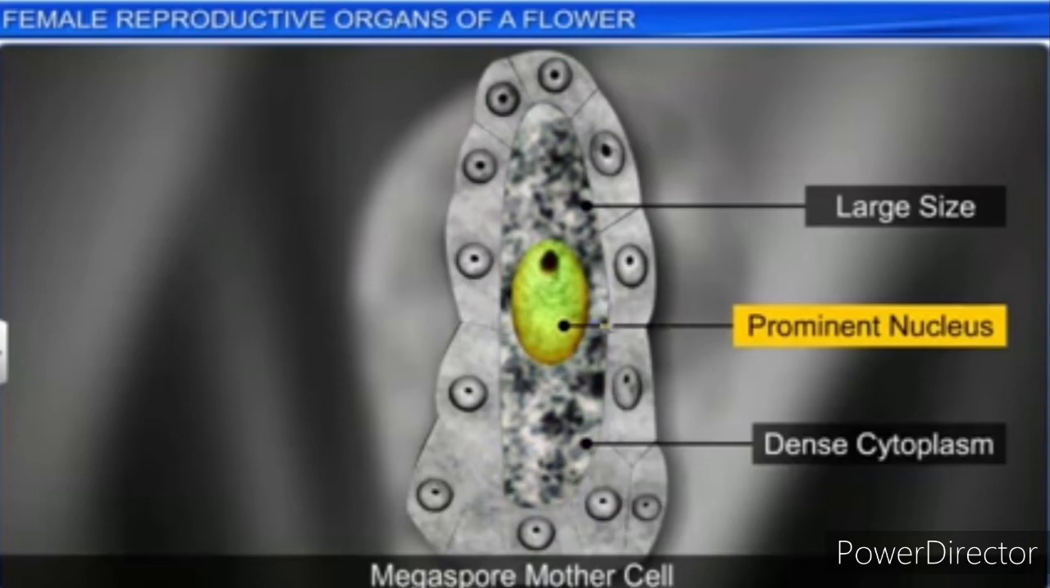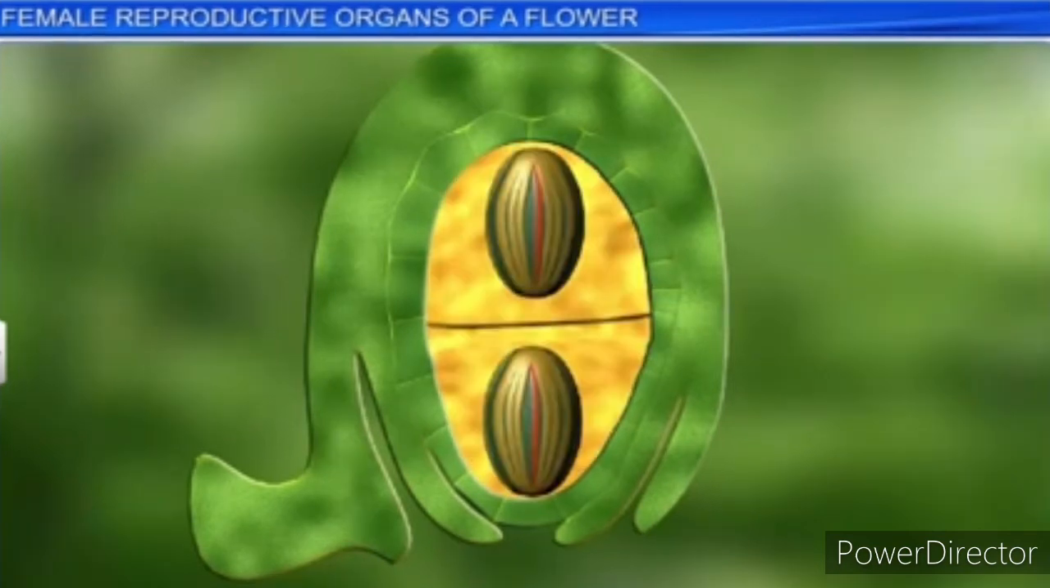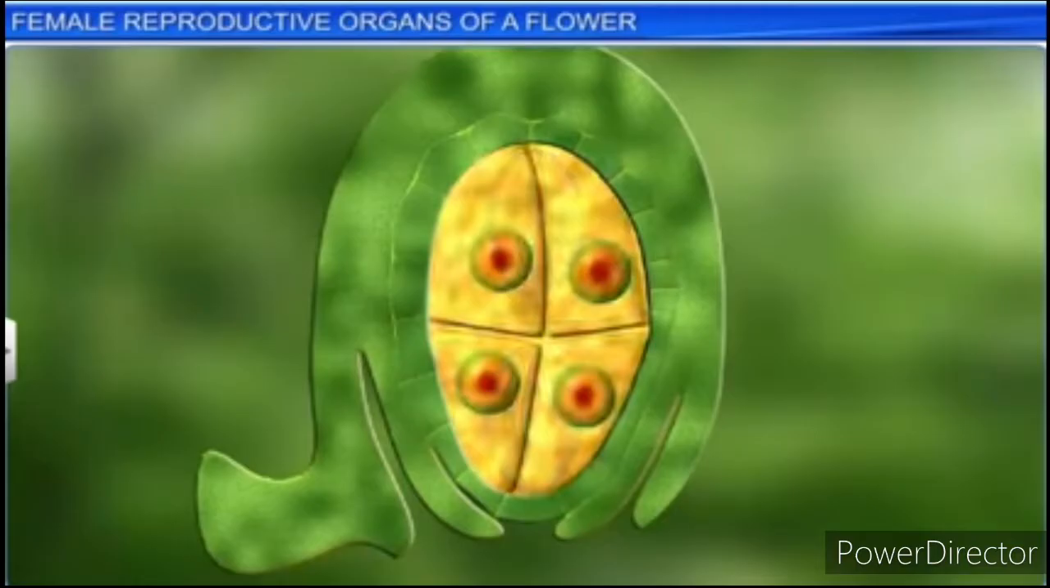This megaspore mother cell divides by meiosis to produce a tetrad of haploid megaspores. Tetrad means 4: 4 haploid megaspores. See that, mitosis means equational division, so 2 cells will form. And meiosis means it is the reductional division, so 4 haploid cells will form.